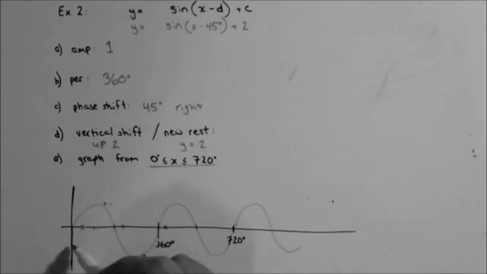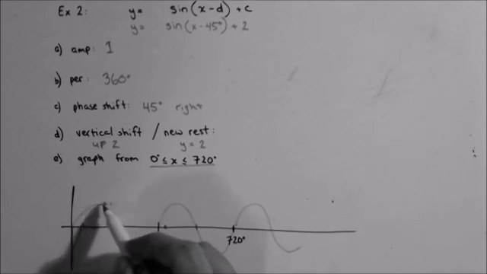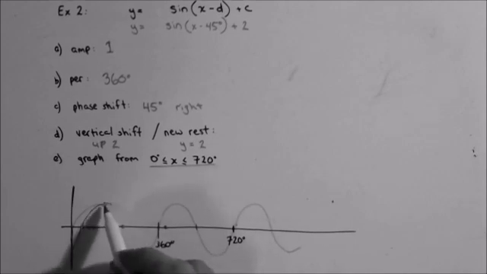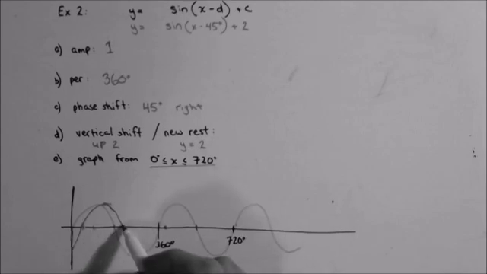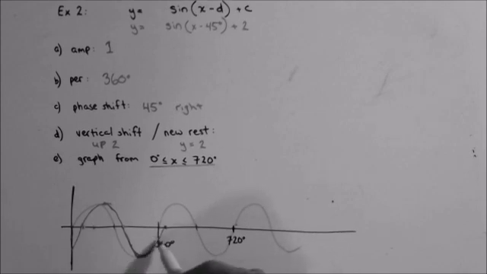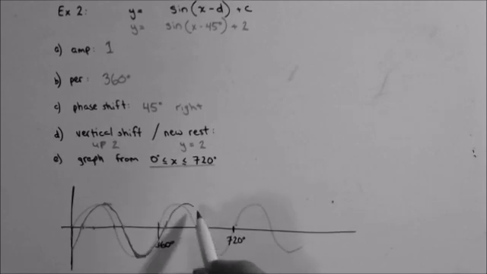And the whole thing is going to end up looking like that. Comes up. There's no stretch here, so my max is still 1. But our x-intercepts have all moved 45 degrees to the right, as have all of our maxes, and all of our mins.